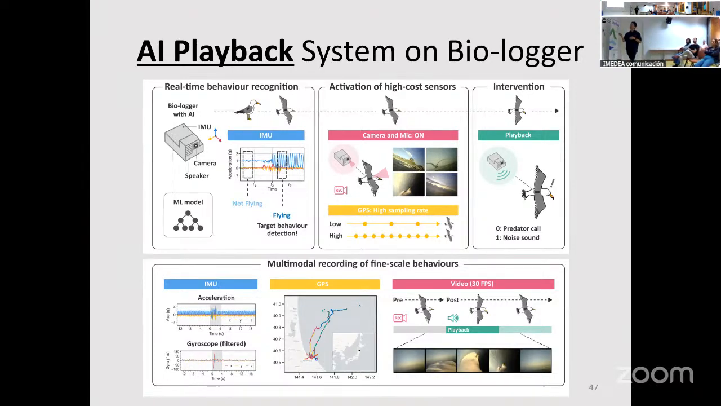In this example, we detect flying behavior of a seagull. When it is detected, we play a sound of a predator call or white noise. At the same time, we turn on the camera and GPS sensor to analyze the response in detail. We collected acceleration data, GPS, and video to analyze the response.